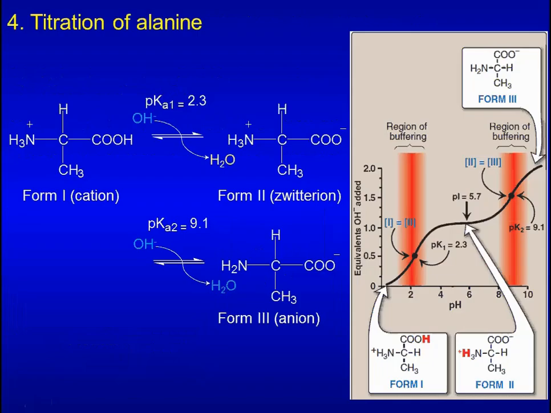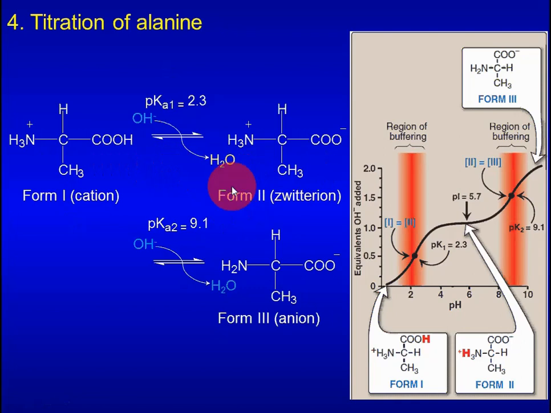Now, let's look at titration of alanine. Alanine has two ionizable groups, amino group and carboxyl group, with two different pK values. When pH is low, both groups keep the proton. This is cation form of alanine, or form 1. When we raise the pH close to pKa1, the carboxyl group starts to lose the proton. At this point, alanine has one negative charge and one positive charge, with 0 net charge.